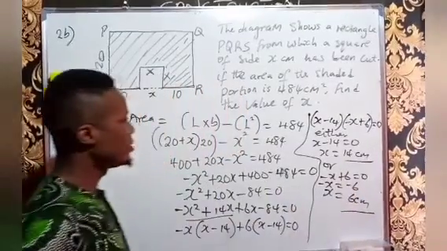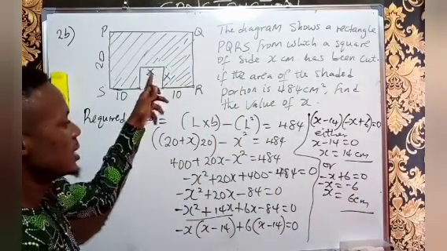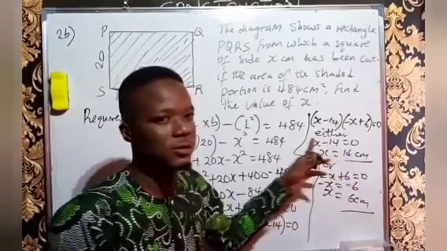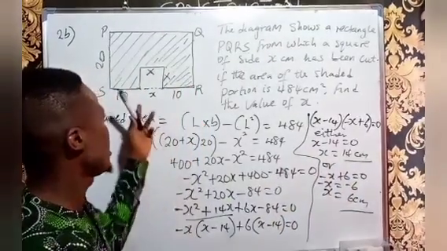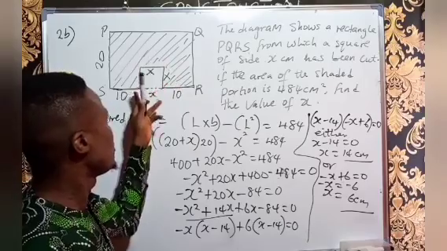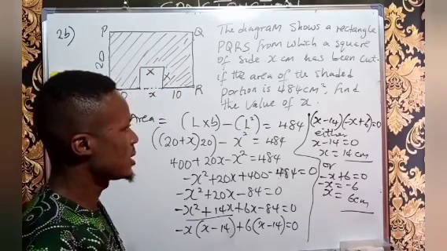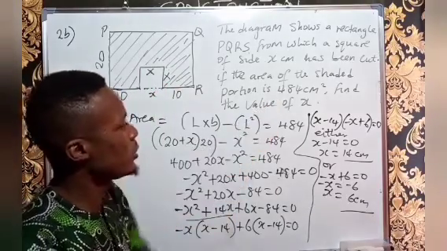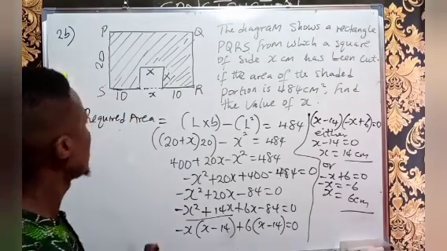So there could be two values for this length x. It's either 6 or 14. And you can see that when you plug it back into this shape here, you will get the same answer. It will balance. This 484 can be obtained again. So let us take the next question.